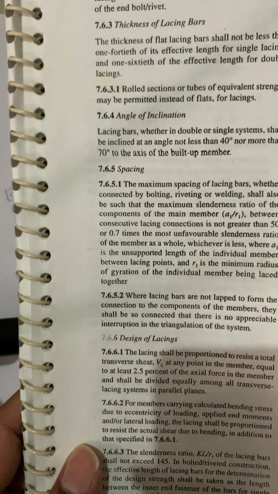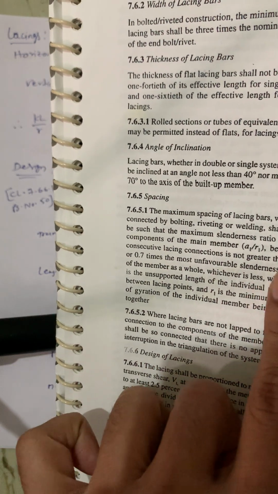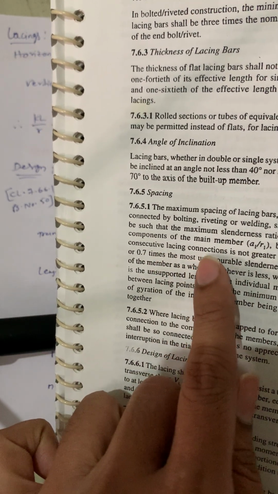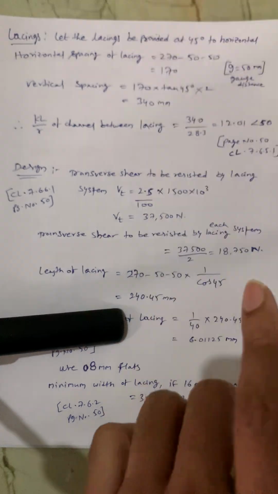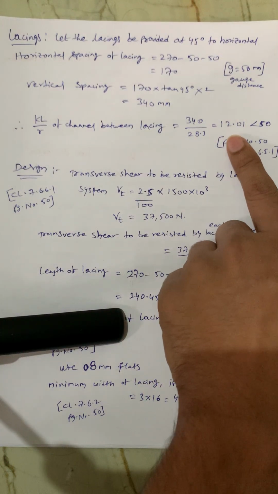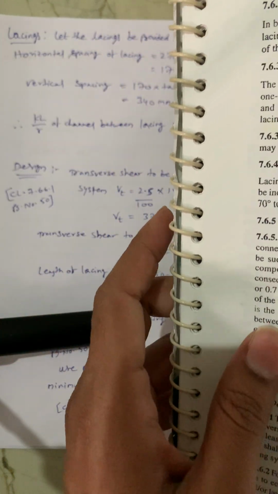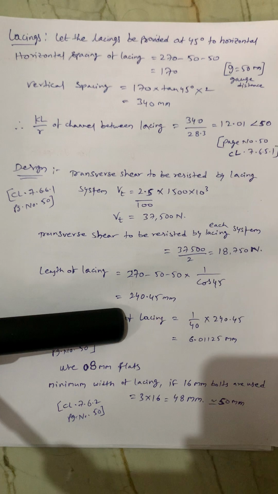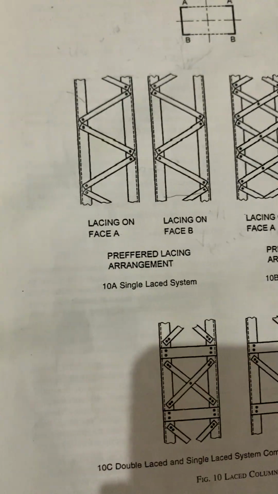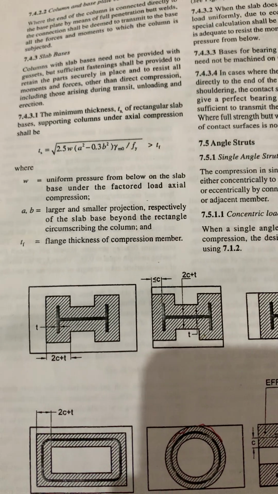7.6.5.1. See here, the code is specifying that the consecutive lacing connections spacing is not greater than 50. Which is less than 50, hence this is correct. So all these specifications are available in the code book, page number 50, which is specially mentioned for the lacing problems.